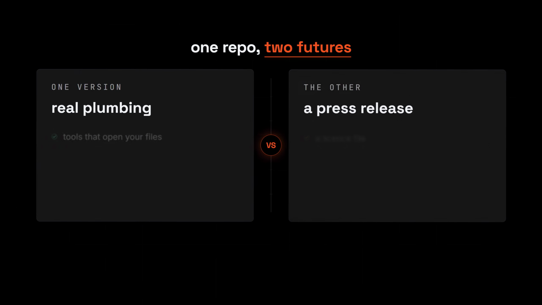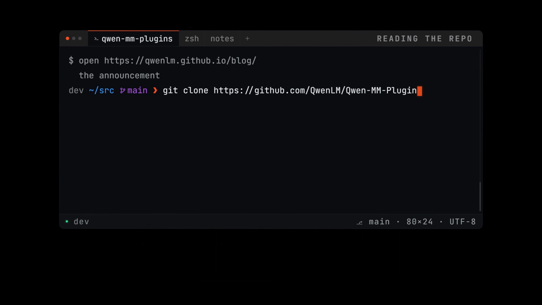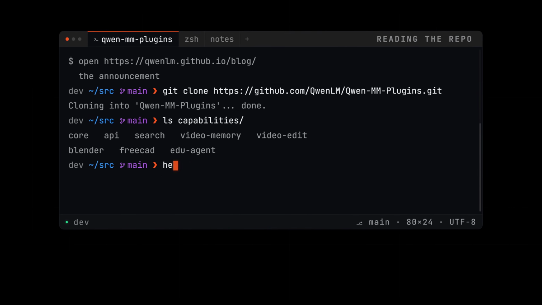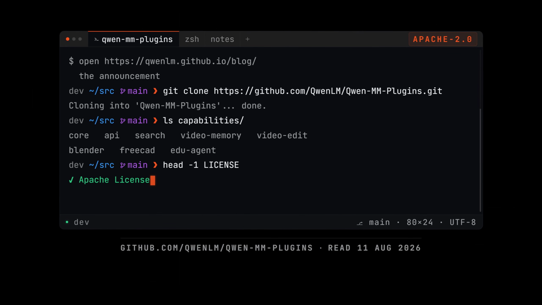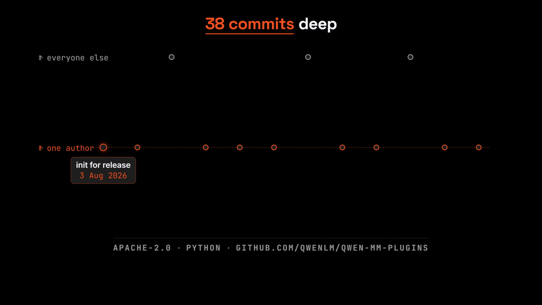Because there is a version of this that is real plumbing and a version that is a press release with a license file attached. So we read the repository instead of the announcement and hold every claim against the code that actually ships. It is Apache 2.0, written in Python, and 38 commits deep, with 3/4 of those commits written by a single person. The first one is called init for release, and it landed on the 3rd of August.